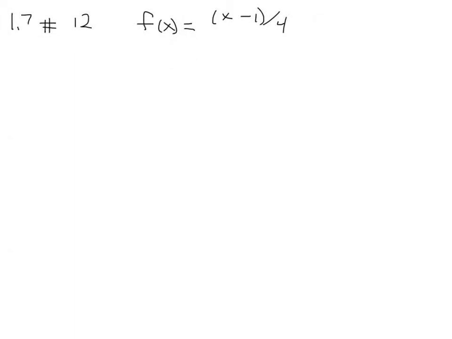Section 1.7, number 12. We're given a function f of x equals the quantity x minus 1 divided by 4. We're supposed to find the inverse informally.